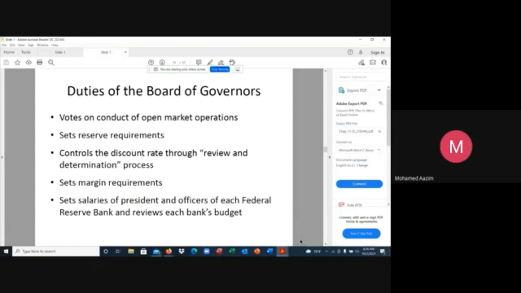Okay, so they set reserve requirements. Apart from that, they control the discount rate. They define what the discount rate is to be, and again, they apply a mechanism called review and determination to control the discount rate and how effective it is. And they facilitate this discount rate being channeled to the economic agents.